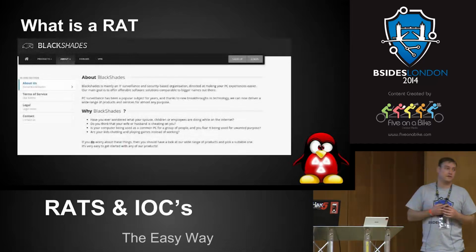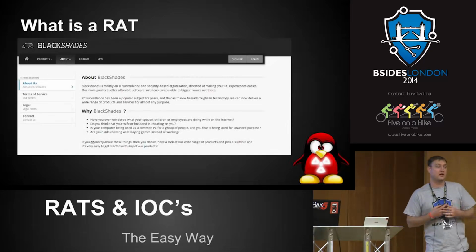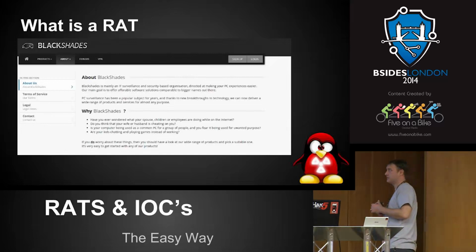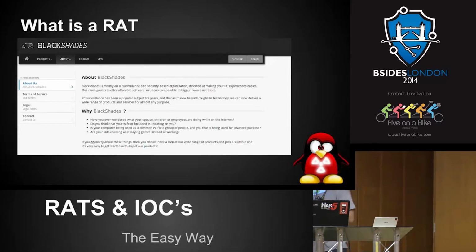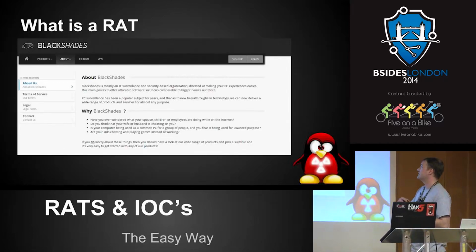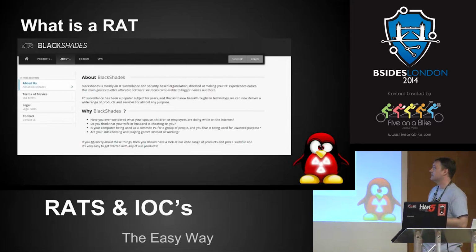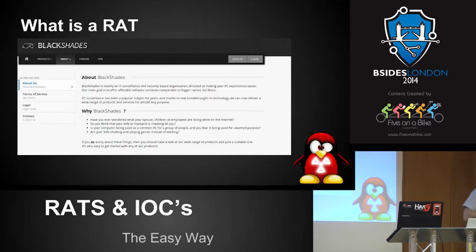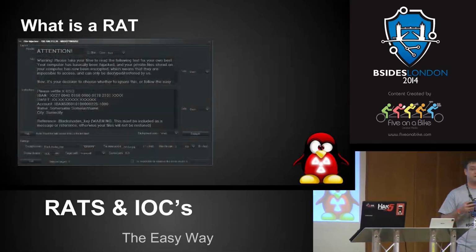So BlackShades RAT. BlackShades is a publicly available remote access tool for sale. I appreciate that's a bit difficult for you to read. BlackShades is mainly an IT surveillance and security-based organization directed at making your PC experience easier. Our main goal is to offer affordable software solutions and so on and so forth. So they make themselves seem legitimate.